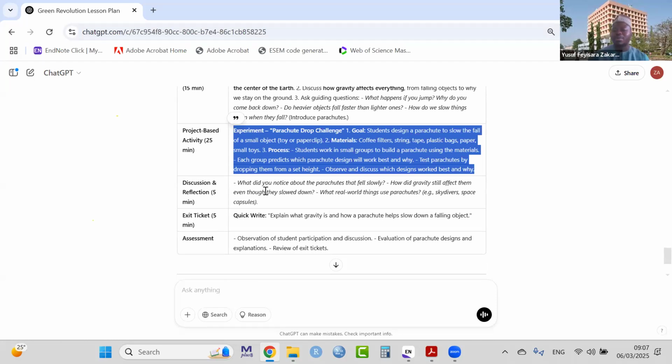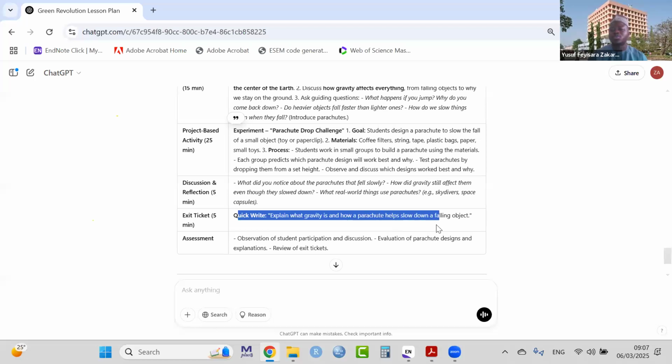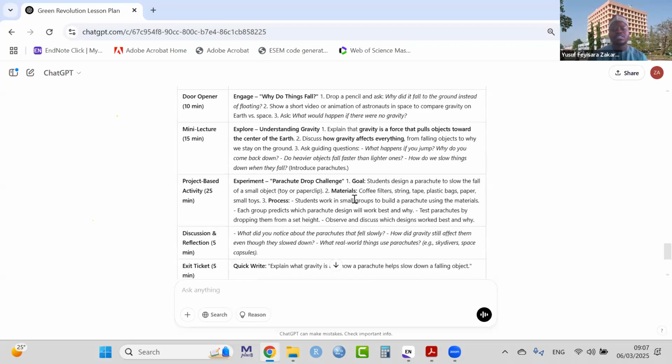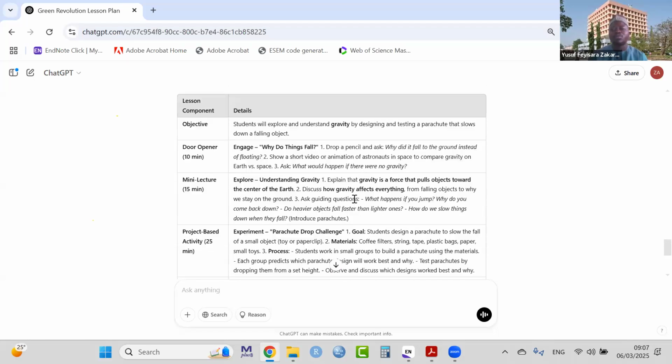What did you notice about the parachute that fell slowly? How did gravity still affect it? You continue to ask this. Then you have the exit ticket. An exit ticket is a form of evaluation that keeps the students in check on what they have learned. Then you have the assessment, where you now assess the students at the end of the day. All right. So this is a typical example where you want your lesson note to be designed based on a particular method of teaching.